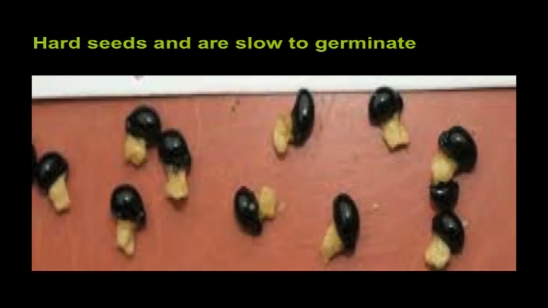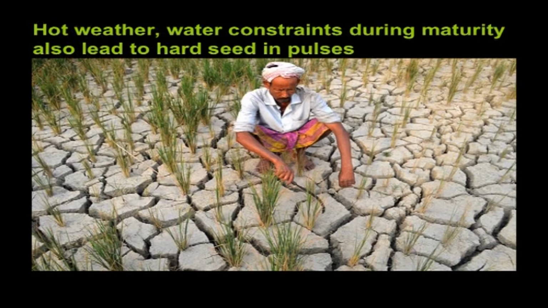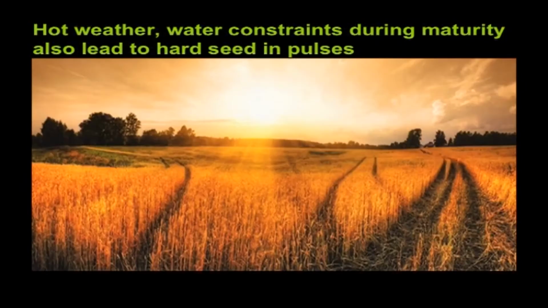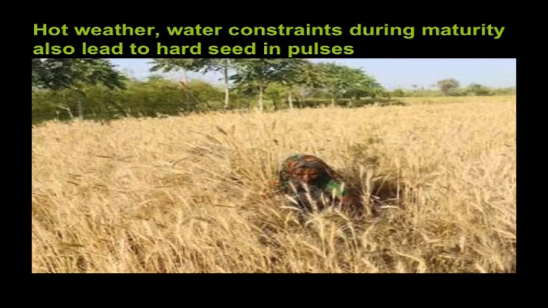The seed coat matures first in most legumes, and upon drying the micropyle shrinks. It is covered by a mass of tissue called the strophiolar plug, which prevents entry of moisture. Such seeds are called hard seeds and are slow to germinate. Hot weather and water constraints during maturity can also lead to hard seed formation in pulses. Hence, adequate care during maturity is essential for a seed crop for harvesting quality seeds.